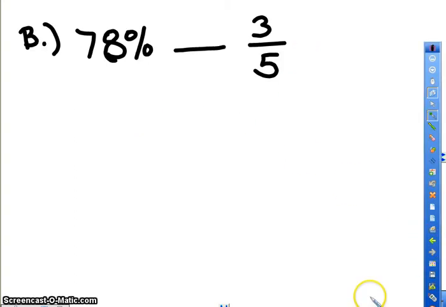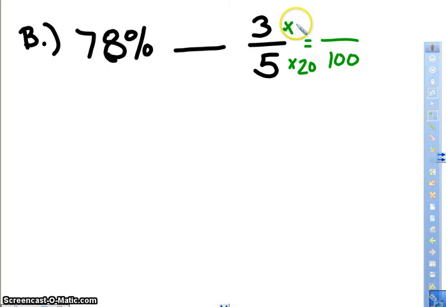Okay, and our last one. Now remember that you can always change your percent to a fraction as well, but your denominators would have to be equivalent. So you're more than welcome to do that, but you have to make sure your denominators are equivalent to actually compare them. I always will end up changing my fraction to a percent. So to make this out of 100, I'm going to multiply by 20. 3 times 20 is 60. 5 times 20 is 100. So now I'm comparing 60 hundredths, which is 60%.